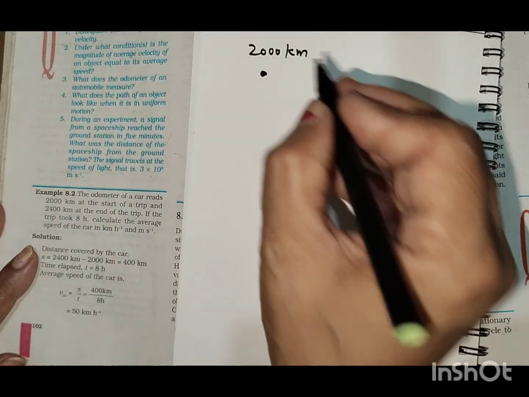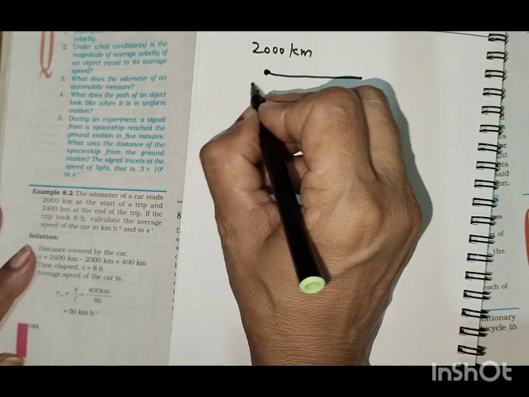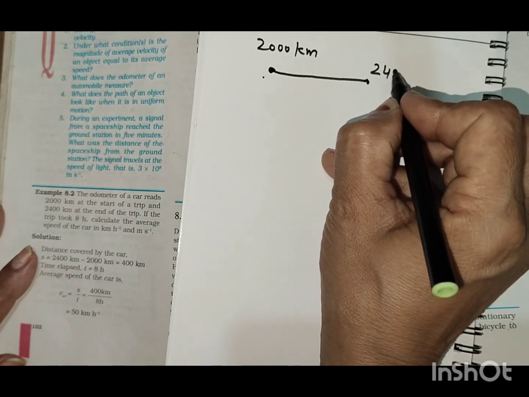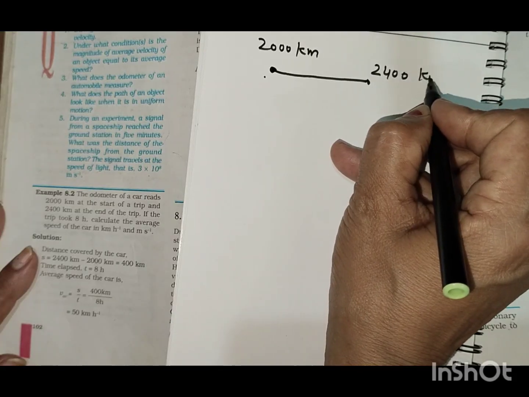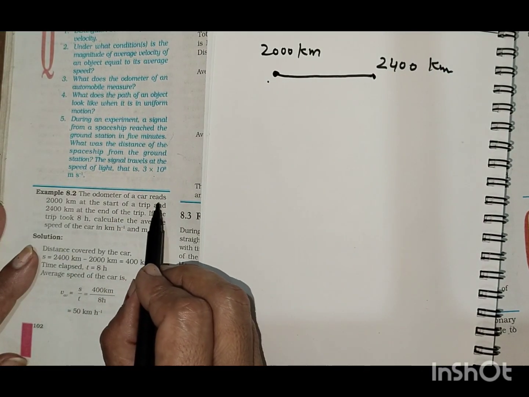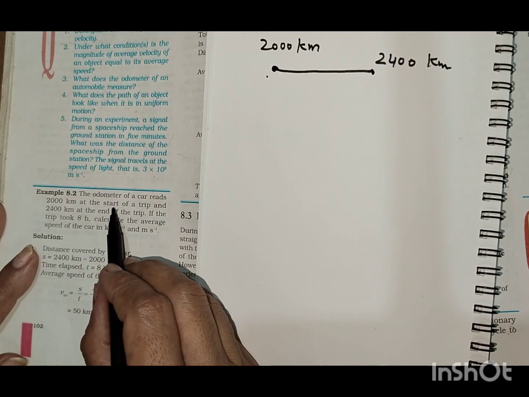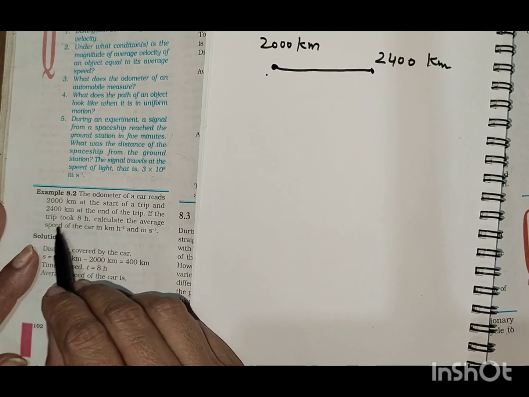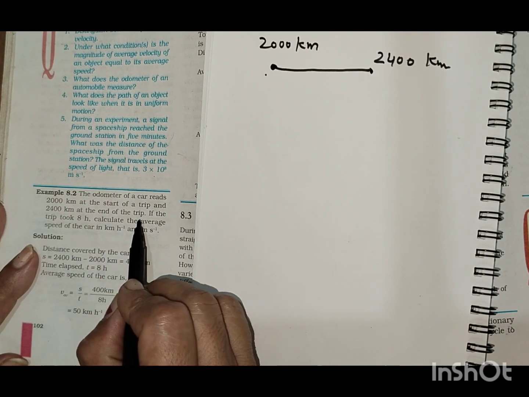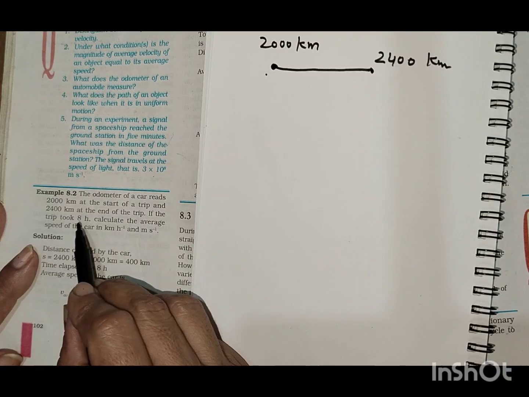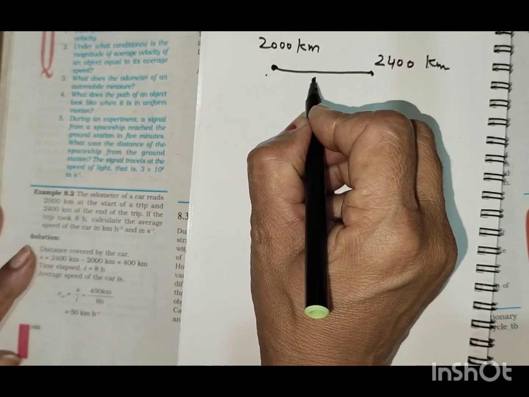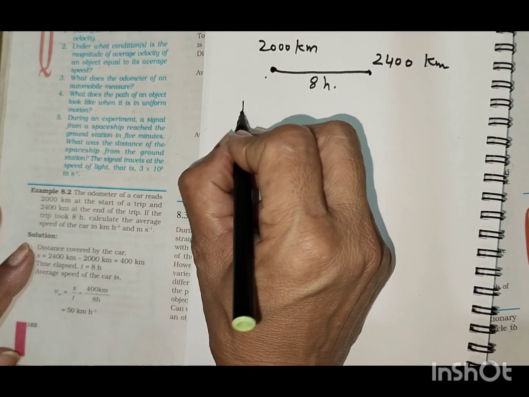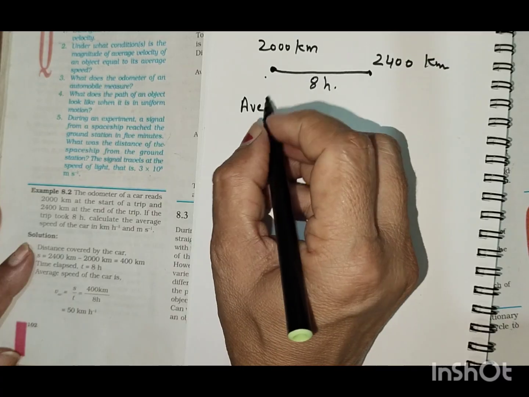At the start of the trip it reads 2000 kilometers, and at the end of the trip 2400 kilometers. The odometer of the car reads 2000 kilometers at the starting point of the trip and 2400 kilometers at the end of the trip. If the trip took 8 hours, calculate the average speed of the car.